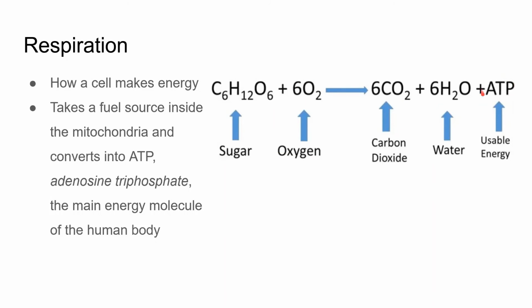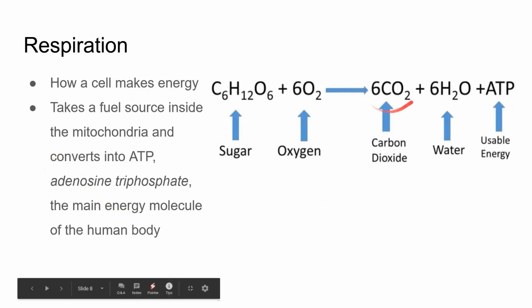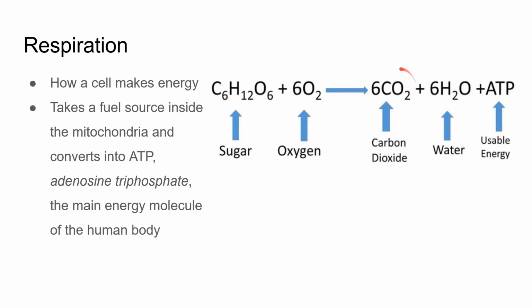ATP is adenosine triphosphate, which is the major energy molecule within the human body. So if anything requires energy in the human body, adenosine triphosphate is usually what you use. Big thing to note is that a byproduct of respiration is CO2. So that's why when you exhale, what you're doing is you're removing all that byproduct. And when you inhale, you're trying to take in more oxygen so you can do more respiration.